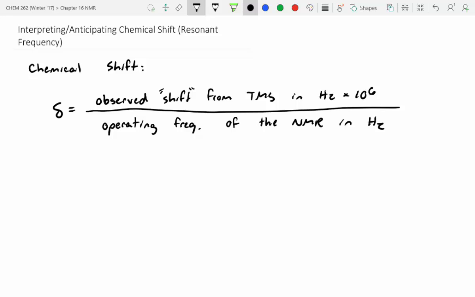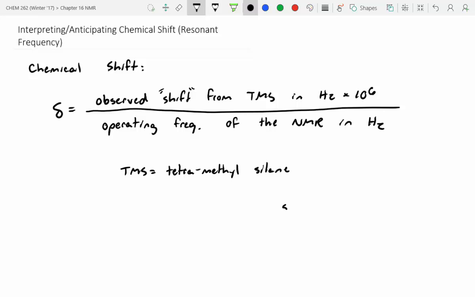What do you guys think TMS is? So TMS is tetramethylsilane. And really, this is just our standard that we've identified as being 0 ppm on our scale. We just arbitrarily said this is always going to be 0 regardless of which NMR you're taking your sample on.